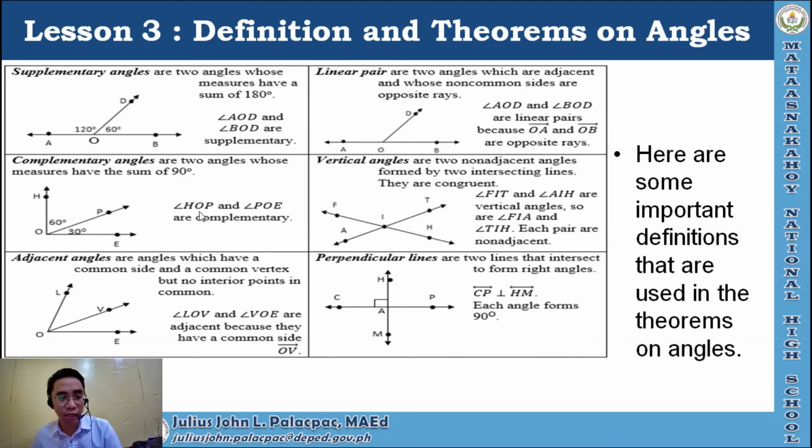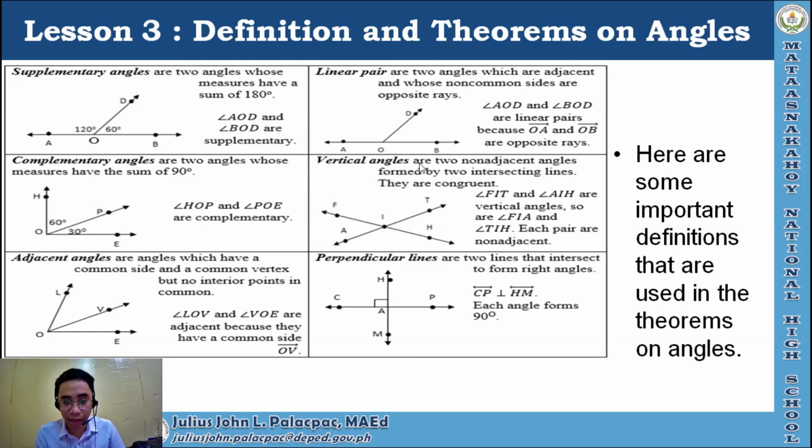Kapag complementary angles naman, their sum is 90 degrees or right angle. So, kung mapapansin nyo, halos kalahati lang sila ng supplementary angle. Kaya nga 90 lang. So, kapag may ray OP na nag-divide sa isang right angle, we can say that angle HOP and angle POE are complementary. So, 60 plus 30 is equal to 90.